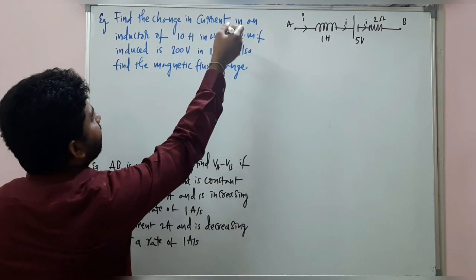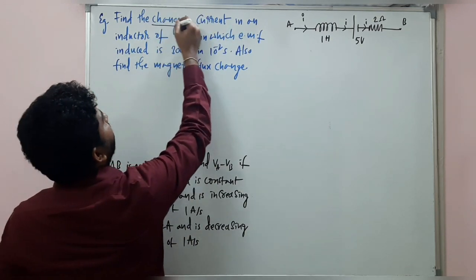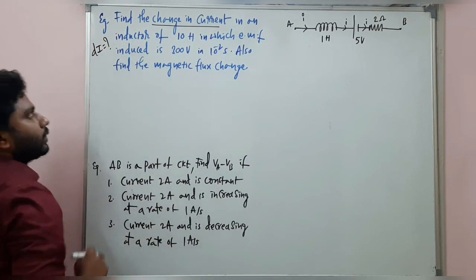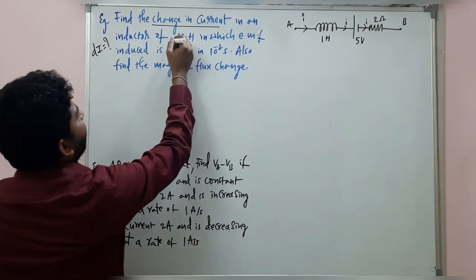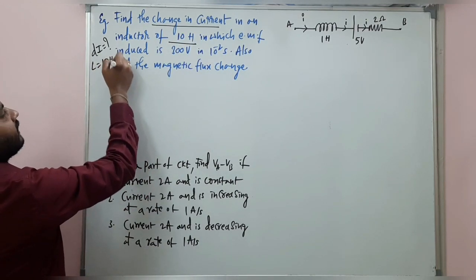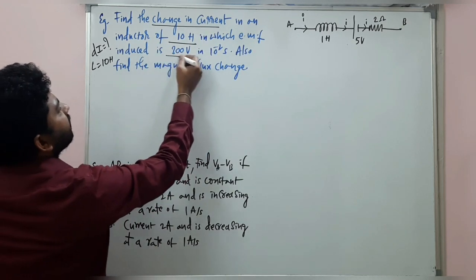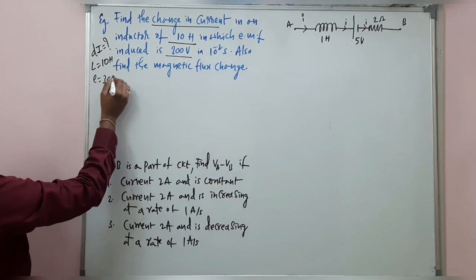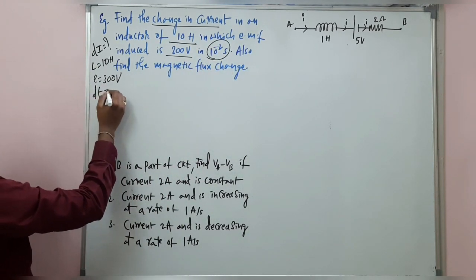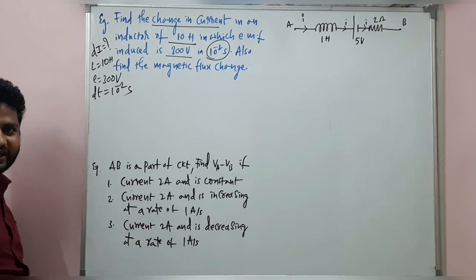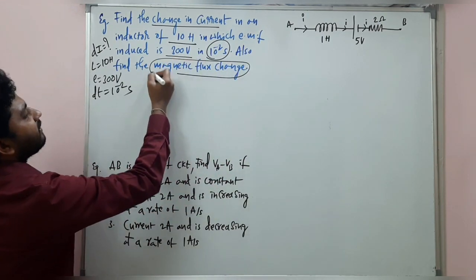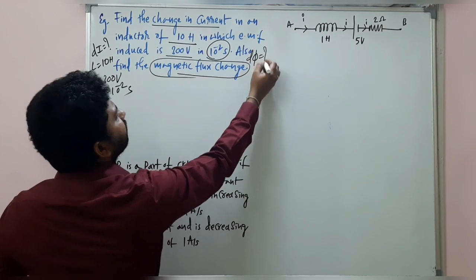Find the change in current in an inductor. Here you should understand that dI is what you need to find. Of 10 Henry. So the L value given is 10 Henry, in which the EMF induced is 300 volt in 10 raised to minus 2 seconds. So dt is also given, 10 raised to minus 2 seconds. Also find the magnetic flux change. So what is the aim here? It is clearly visible: the aim is to find d phi.